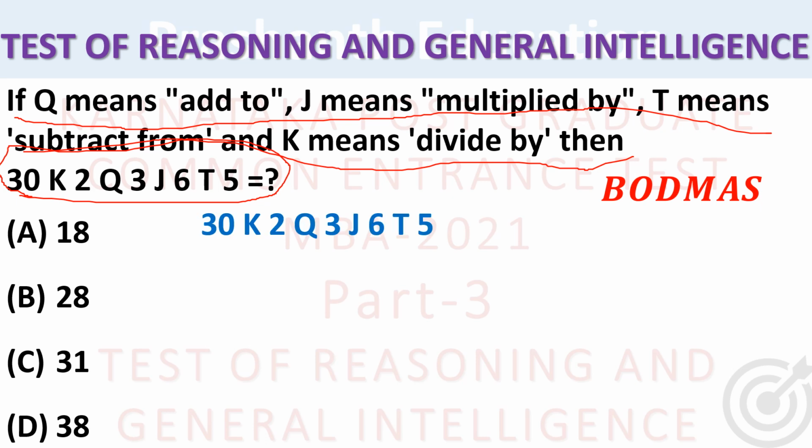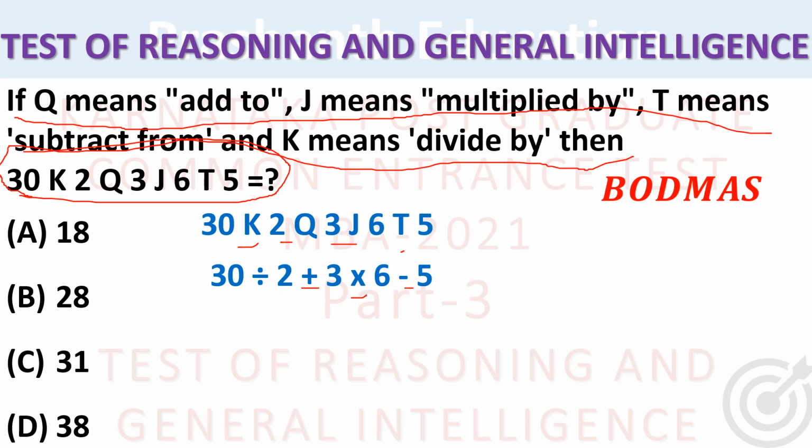First let's decode all these K, Q, J, T to what they mean. So we know K means divided by, so 30 divided by 2. Q means to add, so add. Next J means to multiply, so multiply. Then T means to subtract, so subtract. Now we have decoded this. Now let's use this BODMAS principle.